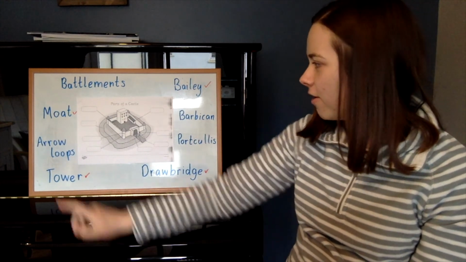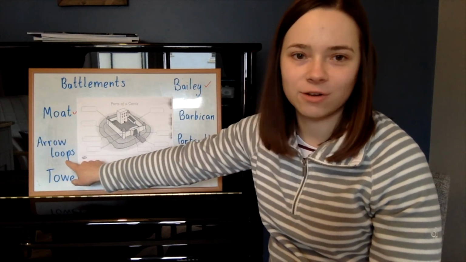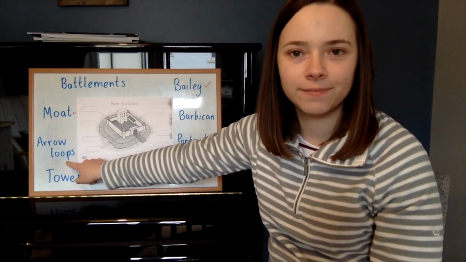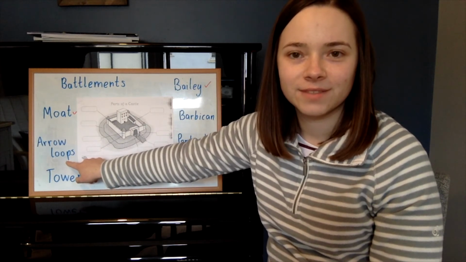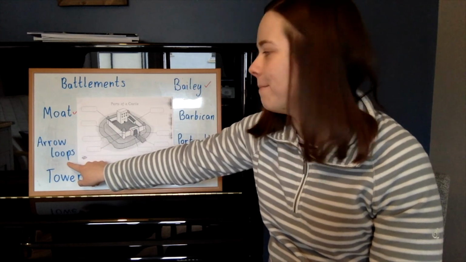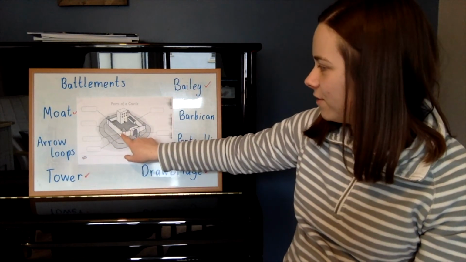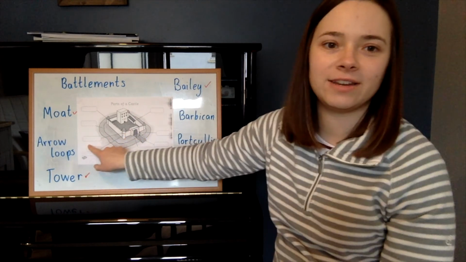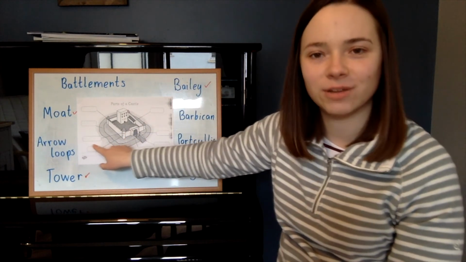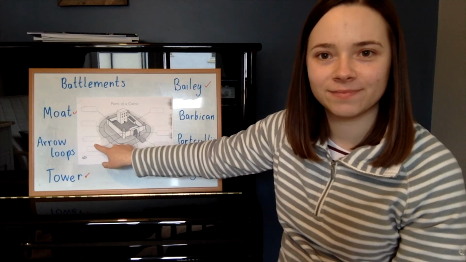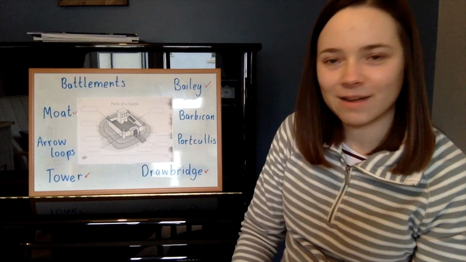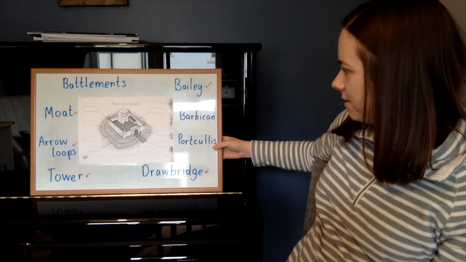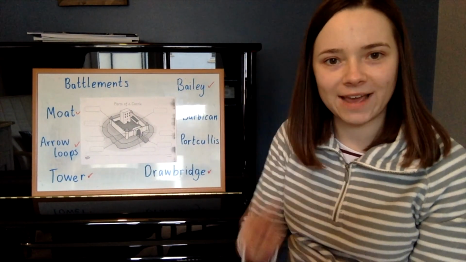Let's see, what will we do next? What about our arrow loops? They can also be called arrow slits, remember? What were they used for? They were used to shoot out arrows, weren't they? Yeah. And here we have, in our tower, we have some arrow loops. Follow our line out. Here's our box for arrow loops. You can write it in now. And I will give arrow loops a little tick. So we're nearly there. We've only got 3 left.